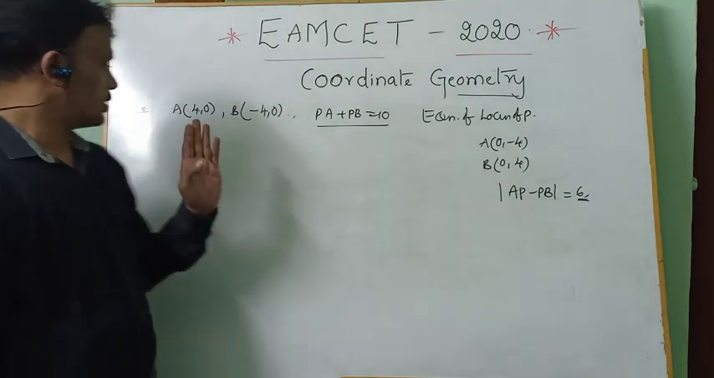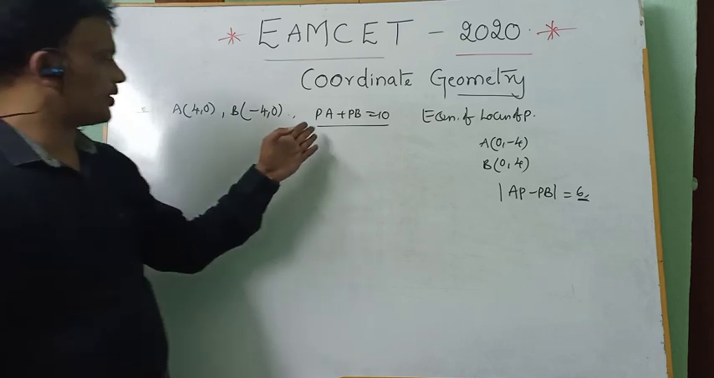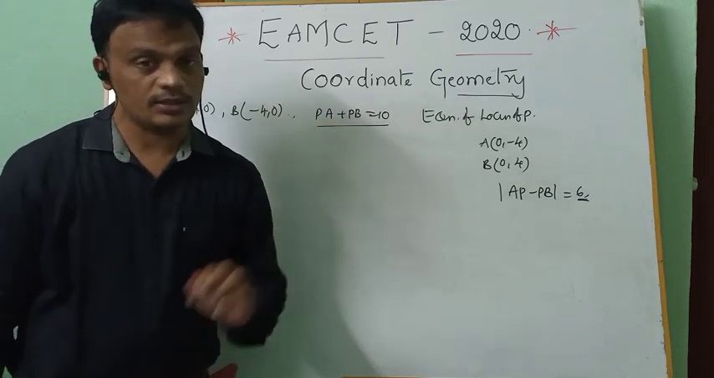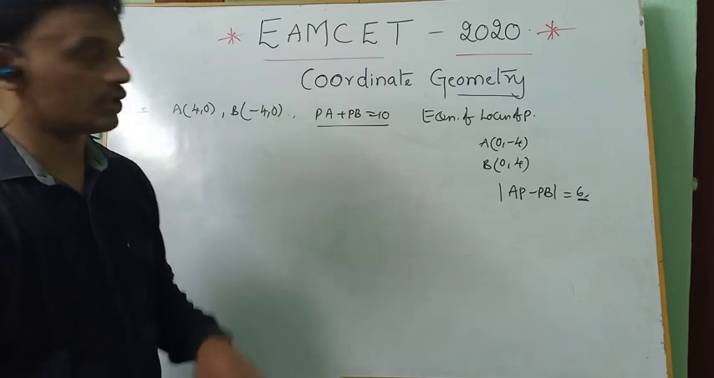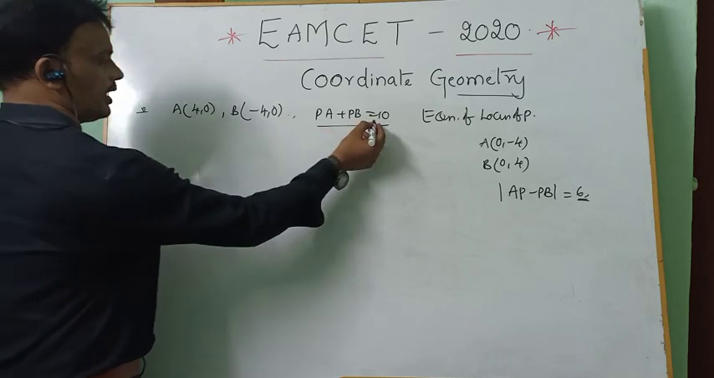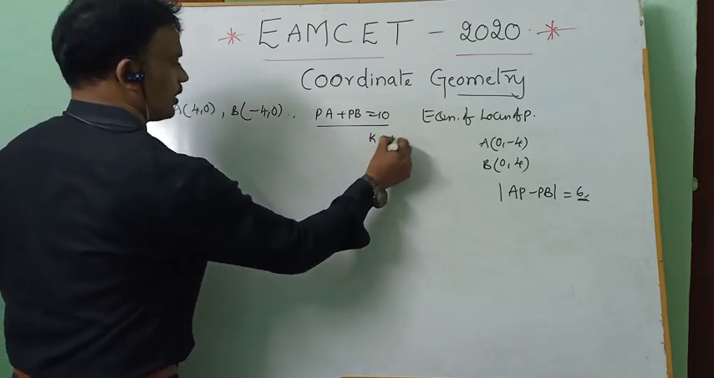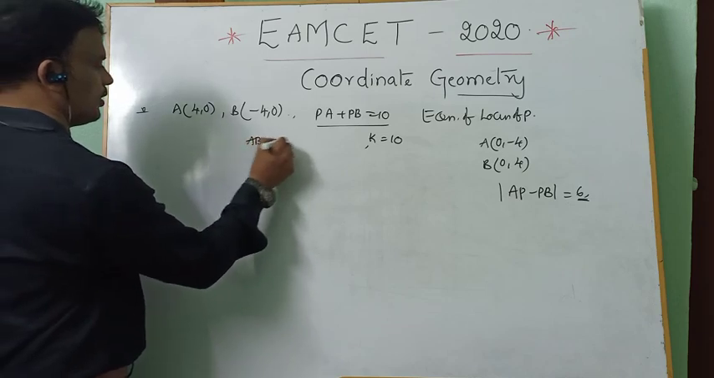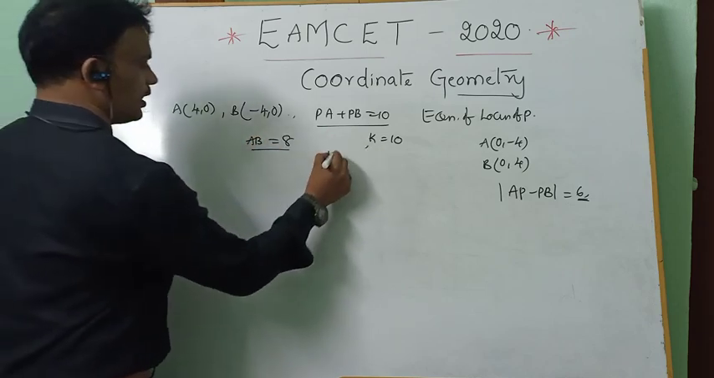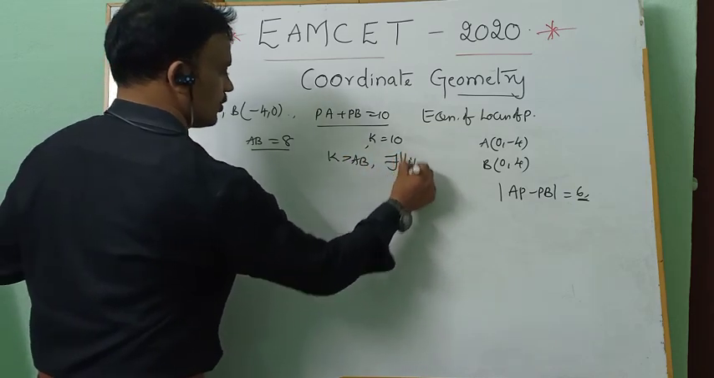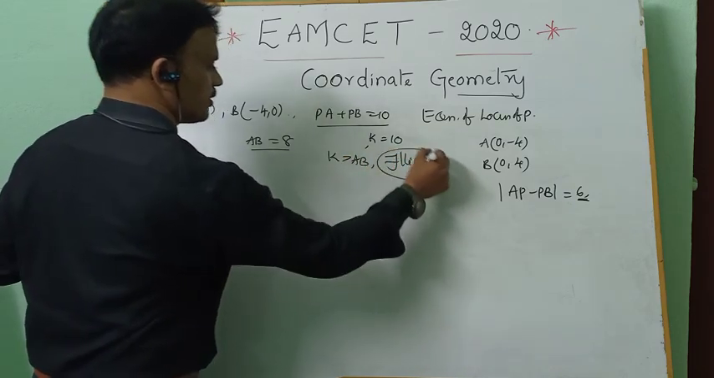So A, B are two points, and they have given the condition PA plus PB equals 10. What is the equation of the locus? Suppose they ask what is the locus of P, then we can check this condition. So here K value is 10 and the distance between AB is 8. So clearly K is greater than AB, you can say that the locus is an ellipse.